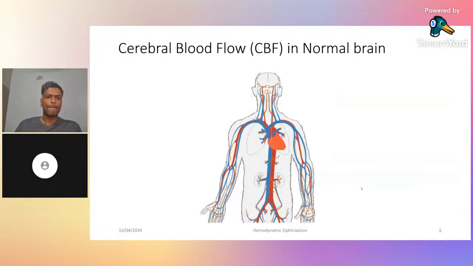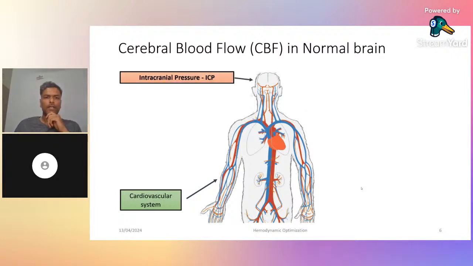hemodynamics. Now, this is a common picture which I show whenever I am trying to give you an idea of what cerebral blood flow is in a normal brain. The main determinant of cerebral blood flow is the cardiovascular system. The next is, as the brain is enclosed in the skull, intracranial pressure, another predominant determinant of how much blood flow happens in the brain. Third, and a very important part, is the autoregulation of the brain.